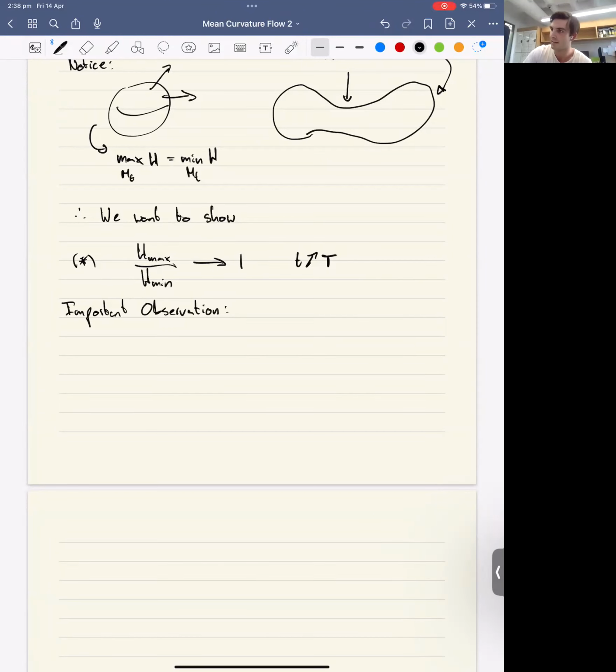Okay, an important observation is that, as part of the proof, this inequality that we saw before, and that's preserved along the mean curvature flow, actually implies as well an inequality for the Ricci curvature by using the Gauss-Codazzi equations or something.